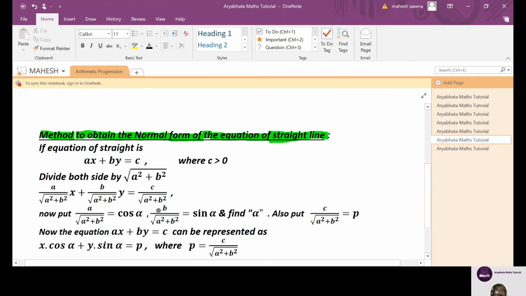Now, since we know that a upon root a square plus b square is equal to cos alpha and b upon root a square plus b square is equal to sin alpha, therefore we can find the value of alpha. Therefore, we can represent the equation ax plus by equals c in the form x cos alpha plus y sin alpha is equal to p.